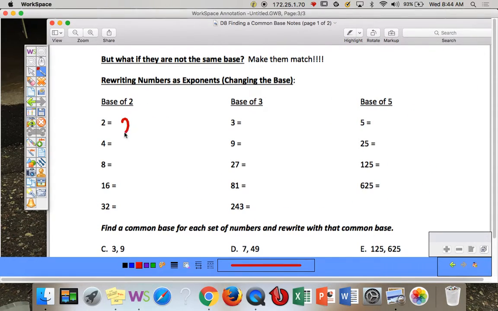2 can be written as 2 to the first power. 4 can be written as 2 squared. 8 can be written as 2 to the third. 16 can be written as 2 to the fourth. And 32 can be written as 2 to the fifth.